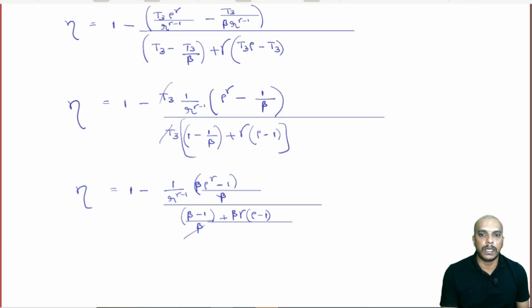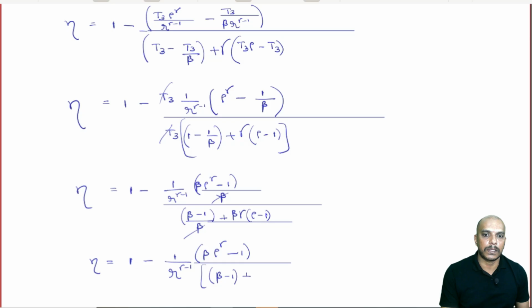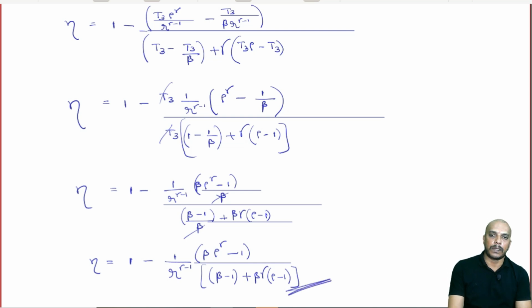Now, this beta can be cancelled out, and we can rewrite this equation as 1 minus 1 by R power gamma minus 1 into beta rho power gamma minus 1 divided by beta minus 1 plus beta gamma into rho minus 1. So this will be the expression for a dual cycle.